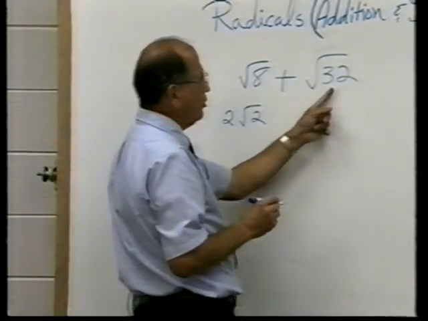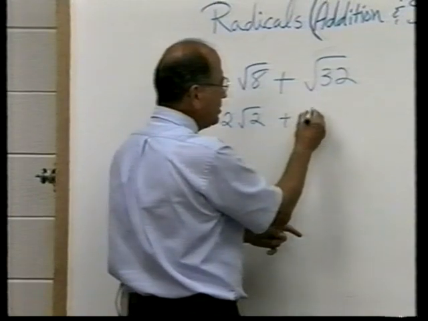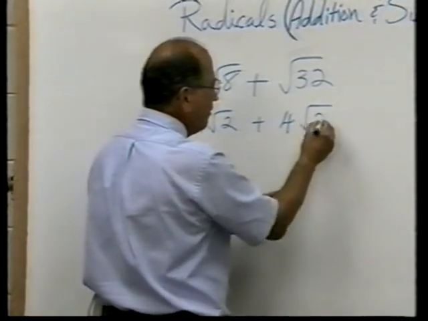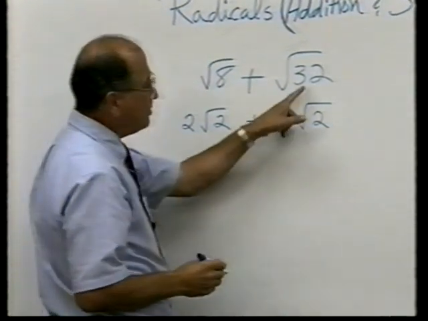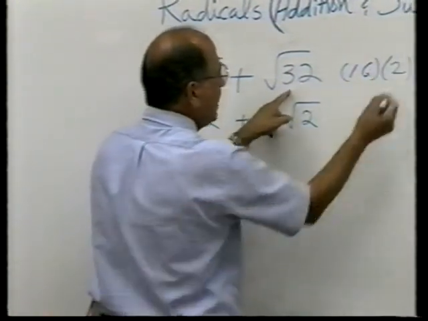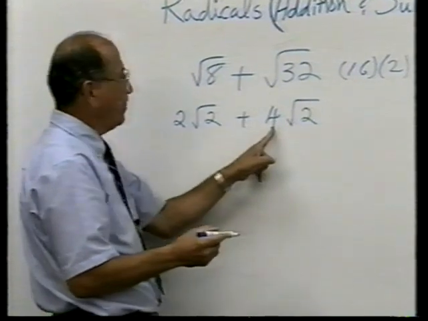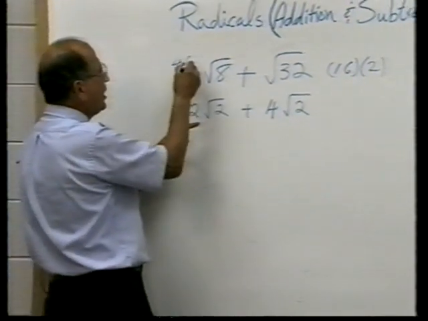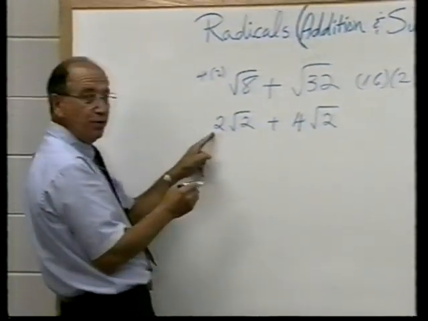Okay, what's radical 32? Well, that's the same thing as 4 radical 2. You see, that's made out of 16 times 2, and the square root of 16 is 4. This 8 is made out of 4 times 2, and the square root of 4 is 2.